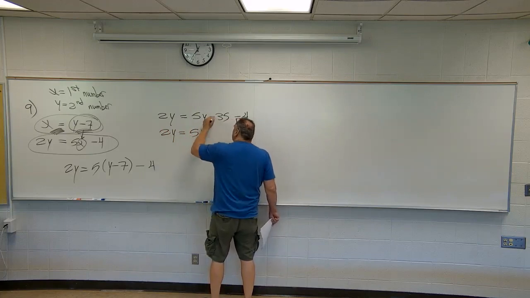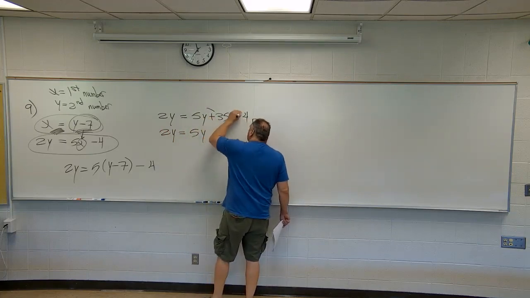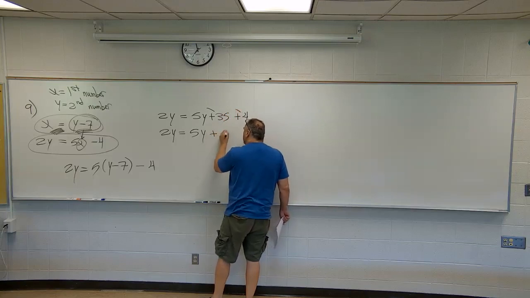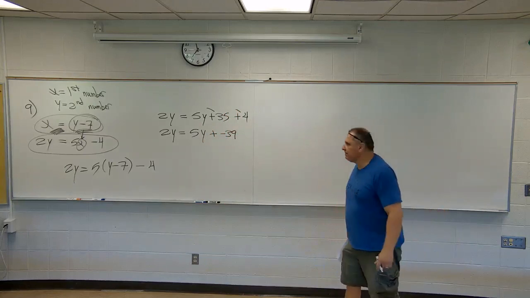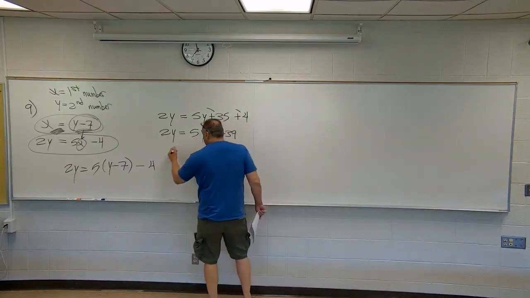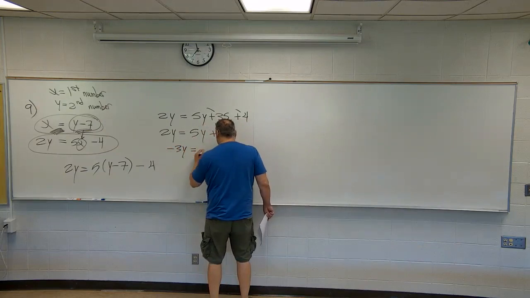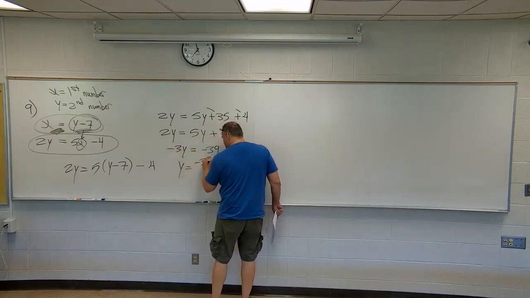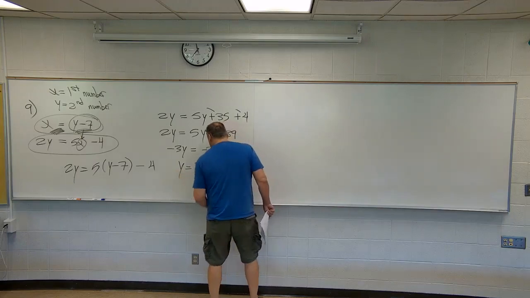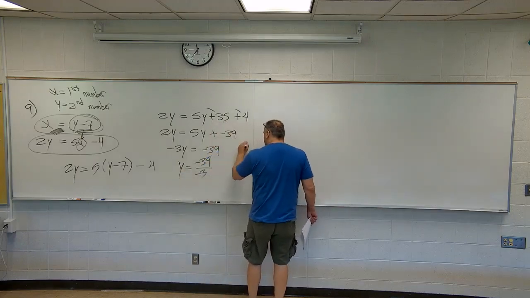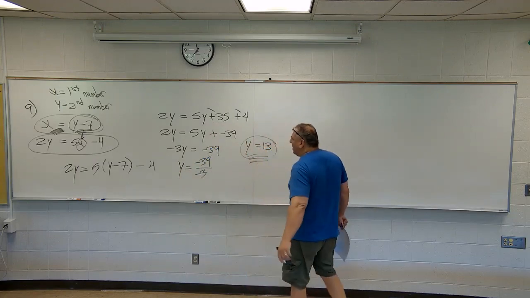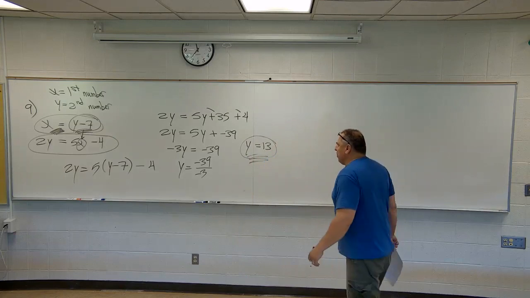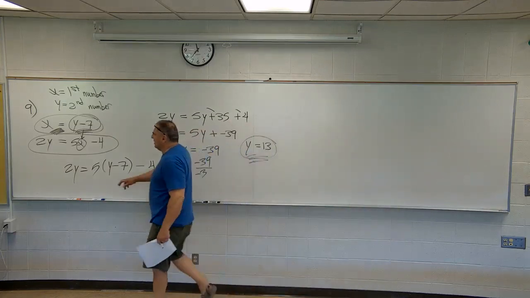Let's see. -35 is plus a -35. -4 is plus a -4. You know by now I like to add. Let's subtract 5y on each side. Let's divide by -3 on each side. The old rules, they don't go away. Negative divided by negative is a positive answer. 13. Y equals 13. If y equals 13, what does x equal?